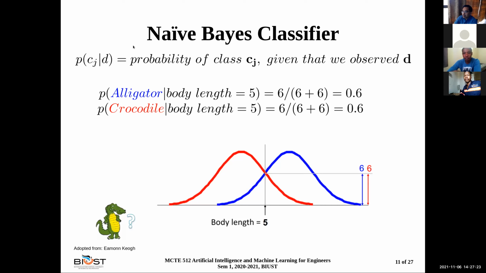Then for the probability of the class given the observed d, if the body length of another alligator or crocodile is 5, then in this case we don't know. The probability is 50-50. It could be a crocodile, it could be an alligator.